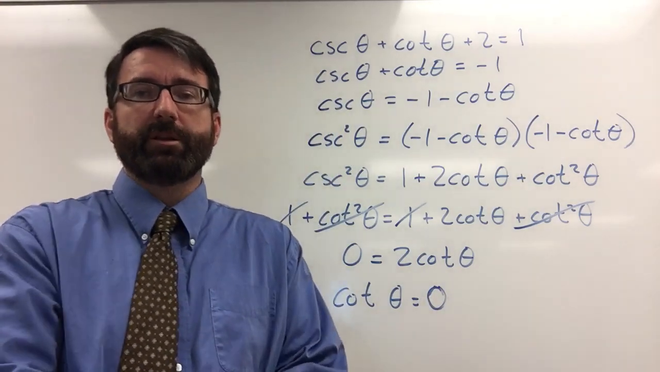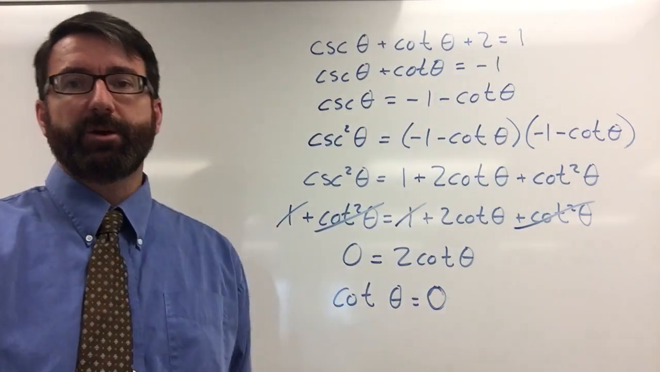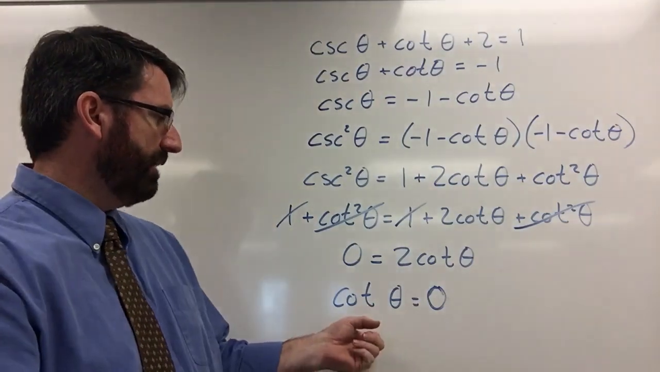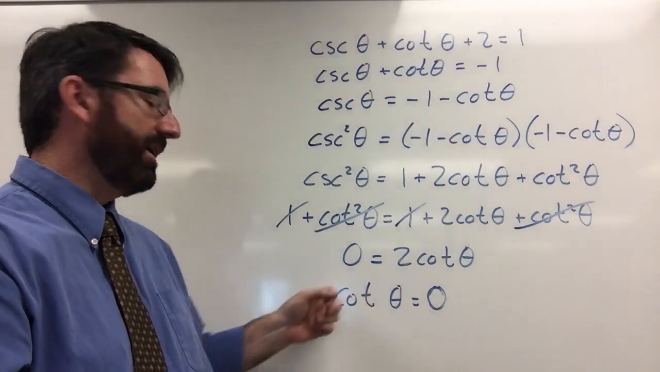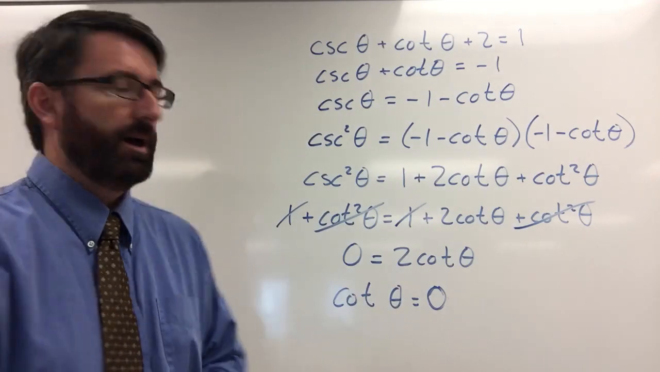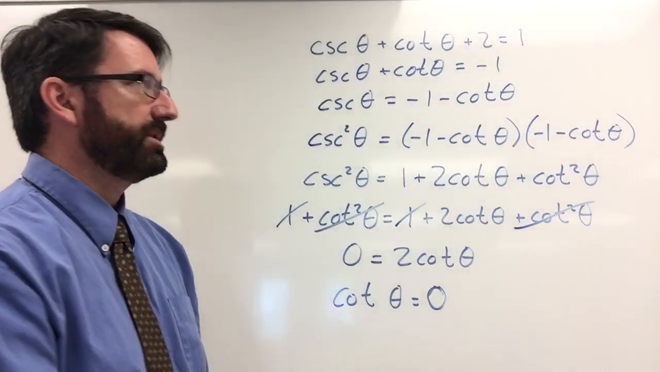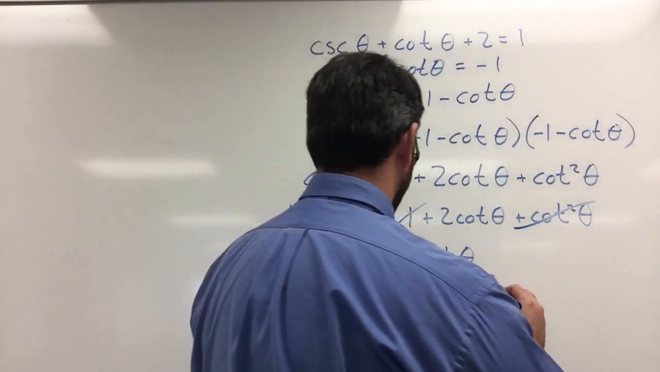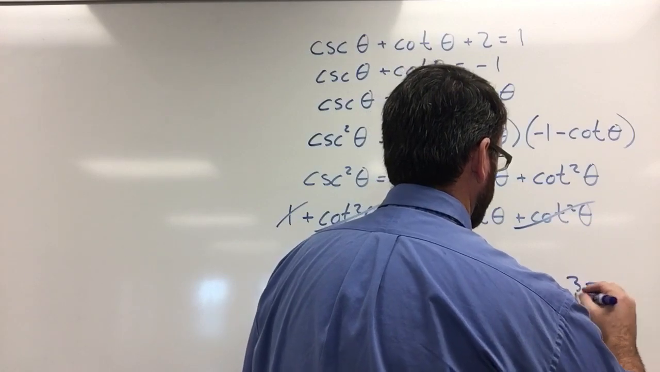So now we need to look on our unit circle and see where, for what values of theta, is cotangent of theta going to be equal to 0. Well, cotangent isn't on our unit circle, but remember cotangent is cosine over sine. So we need to look for where is cosine going to be 0. Because if cosine is 0, then we have 0 over whatever sine is, and so that's going to be equal to 0. So cosine is equal to 0 at pi over 2 and at 3 pi over 2. So we get theta is equal to pi over 2 or 3 pi over 2.